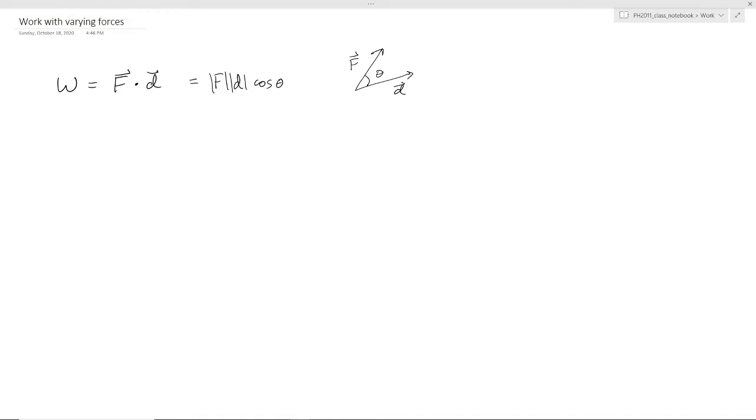And we looked at both simple examples as well as some examples that were more complicated and depended on using the i hat, j hat, k hat notation. So what I want to talk to you about now is basically what if the force is not constant? What if F varies?